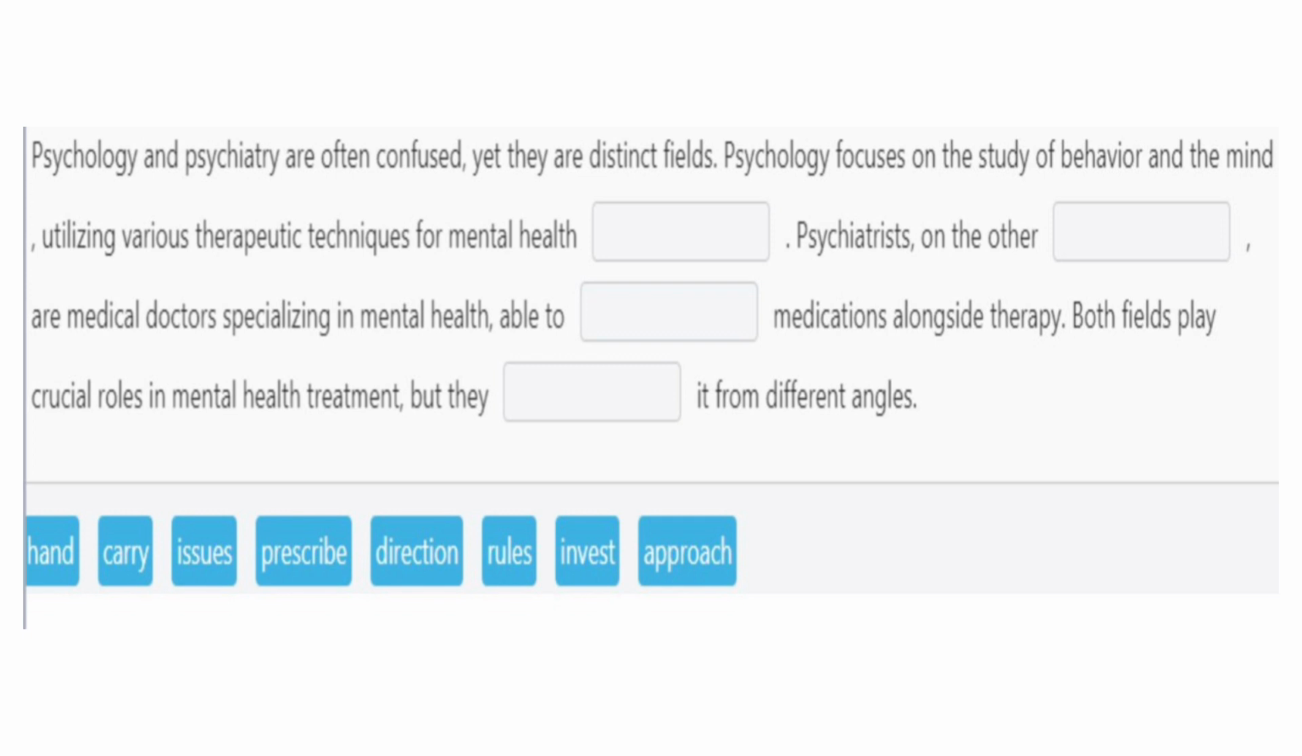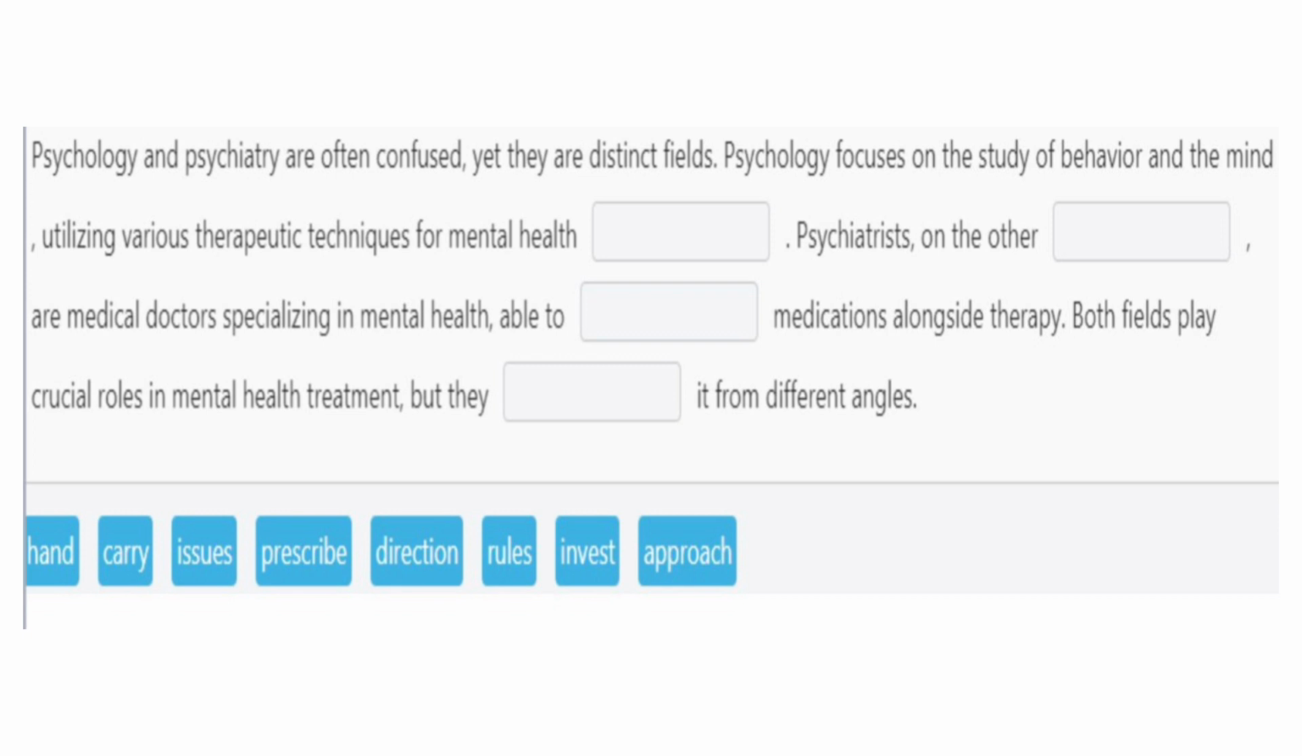So quickly, we will look at the example. Psychology and psychiatry are often used, yet they are distinct fields. Psychology is my favorite subject. Psychology focuses on the study of behavior and the mind, utilizing various therapeutic techniques for mental health. So easy. Mental health, what? There would be a noun that would be needed over here.